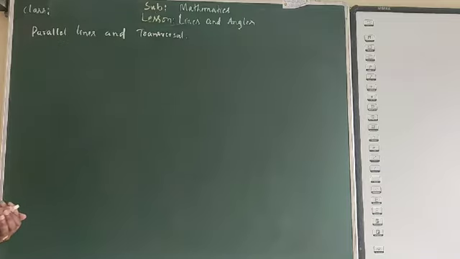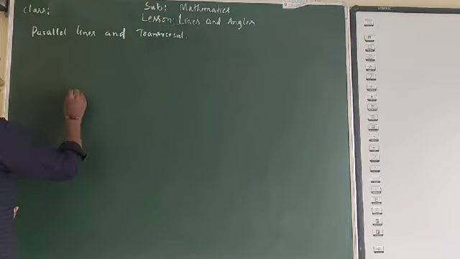Now let us know what we mean by a transversal line. A transversal line is a line which intersects two or more lines at distinct points. At distinct points, it is called a transversal line.